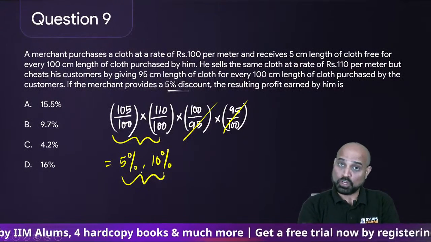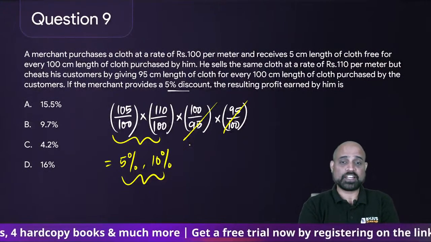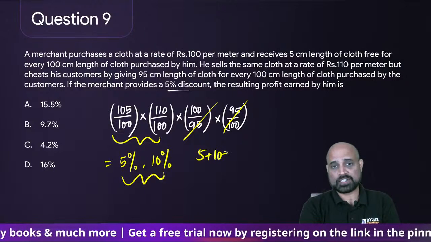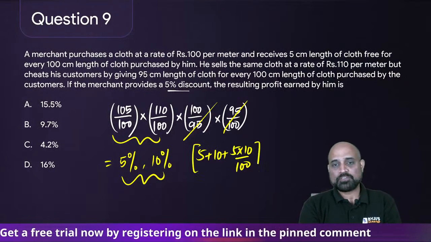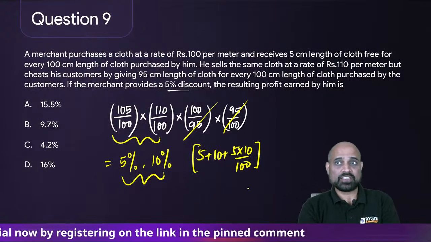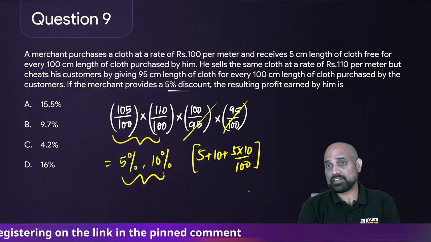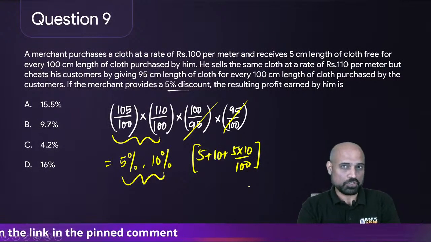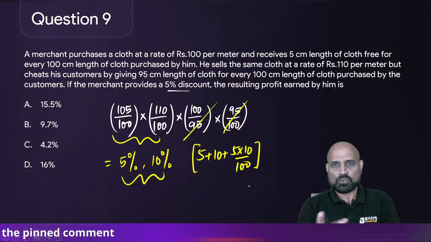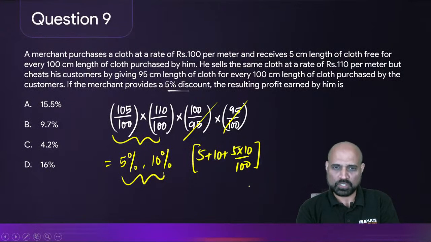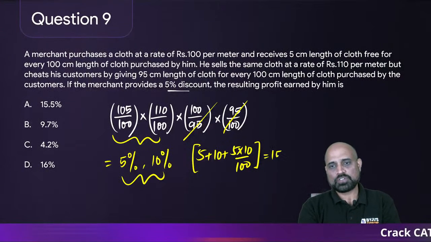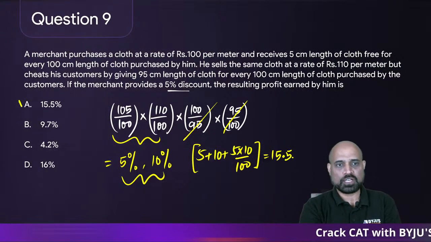If you solve it precisely, you will get 5 plus 10 plus 5 into 10 upon 100. Which means that 5% is discount and cheating the customer by giving 5 centimeter less of cloth for every 100 centimeter, वो एक दूसरे के बराबर है. जितना प्रॉफिट उधर से कमाना था उतना ही लॉस हो गया उसे. So if you solve this, you will get 15.5. So answer is going to be option A.